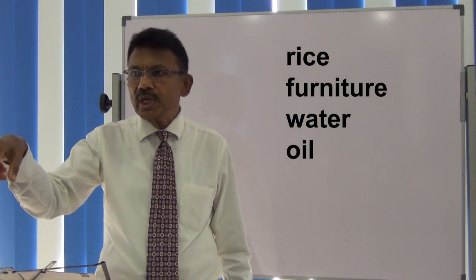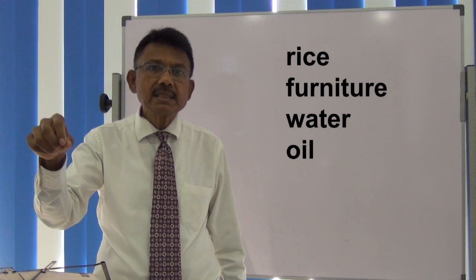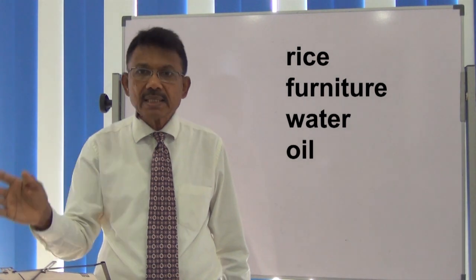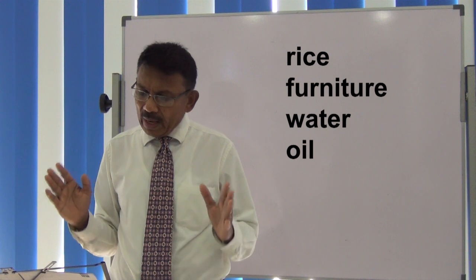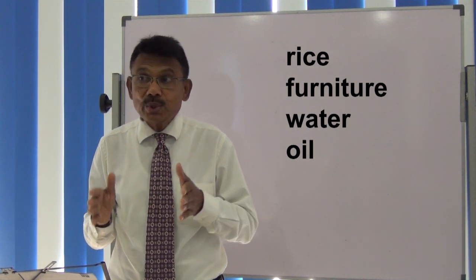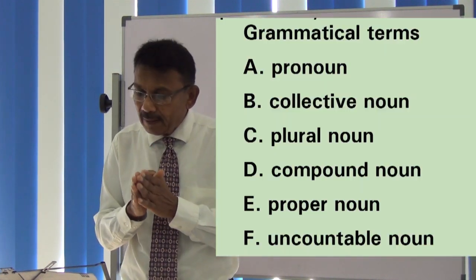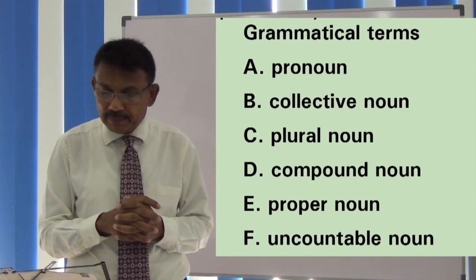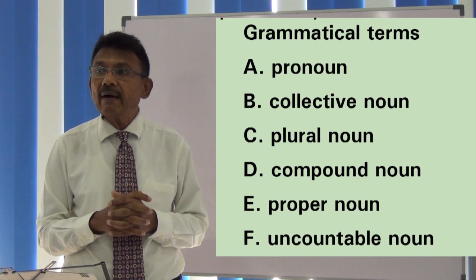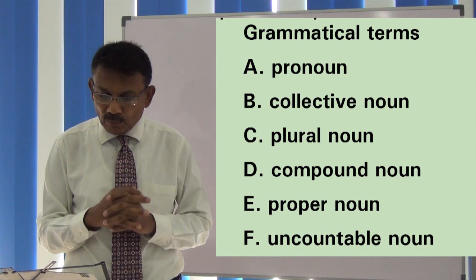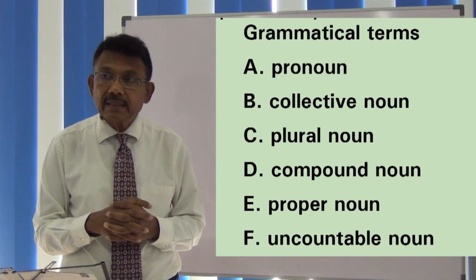But we can count chairs. I want to buy 6 chairs. Chairs are countable, but furniture is uncountable. Okay? Now I have revised all the grammatical items with you. Now let's look at the text, the paragraph, and try to find out what the grammatical items are.